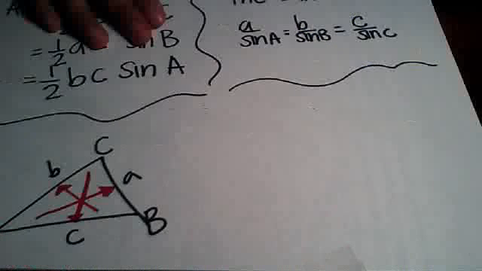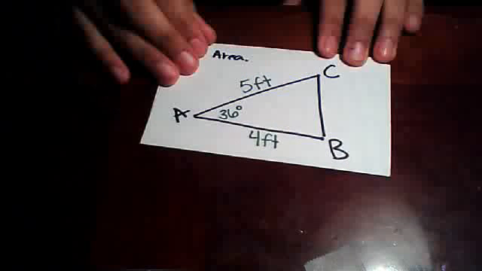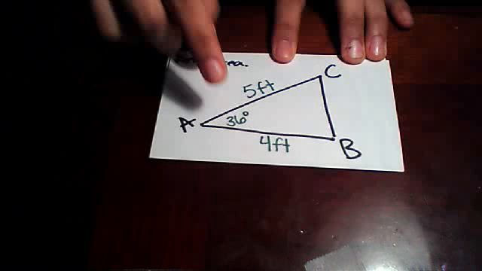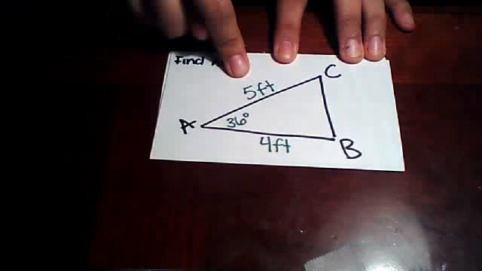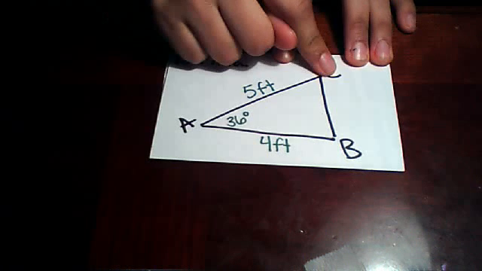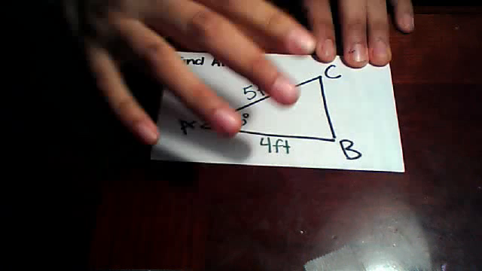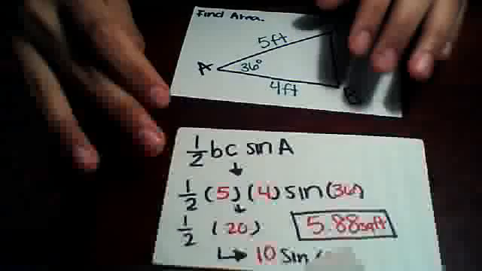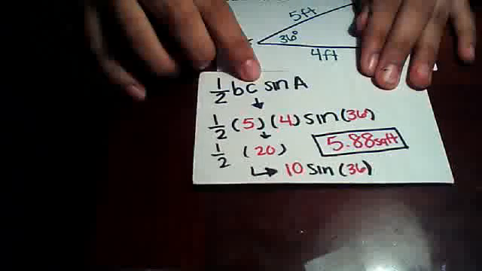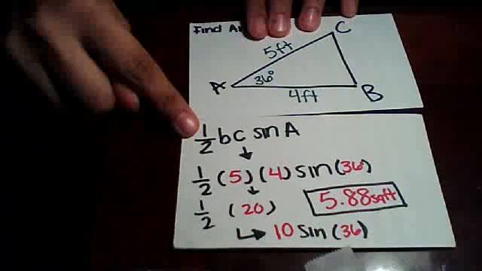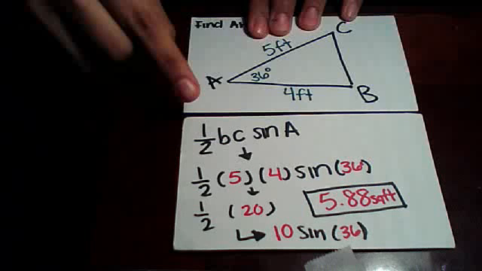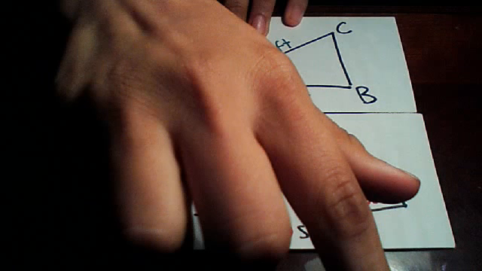Now let's look at some examples. Let's look at this triangle. We have angle A, we have side B, which is 5 feet, and we have side C, which is 4 feet. Then we would use the formula 1/2 BC sine of angle A. The reason we're using this formula is because we are trying to find area and we have angle A. So they give us that angle.